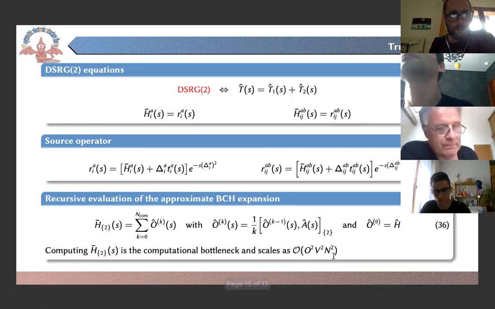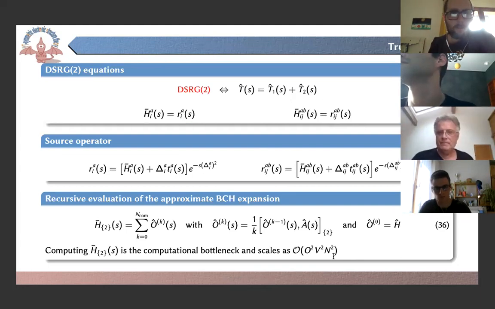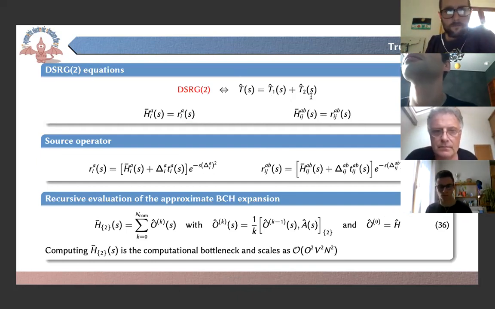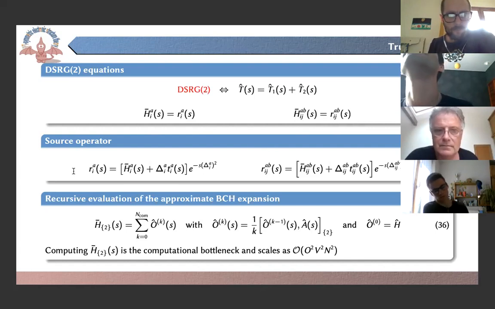No. So now let's do DSRG2. That's going to be the equivalent of CCSD for DSRG. So I truncate T to T2, so it's T1 plus T2. And basically we have two sets of equations. We have the singles, H bar IA equal R IA, and the doubles, H bar IJAB equal to R IJAB. The source operators I know them. It's just the same formula for the two components that I just gave you before.